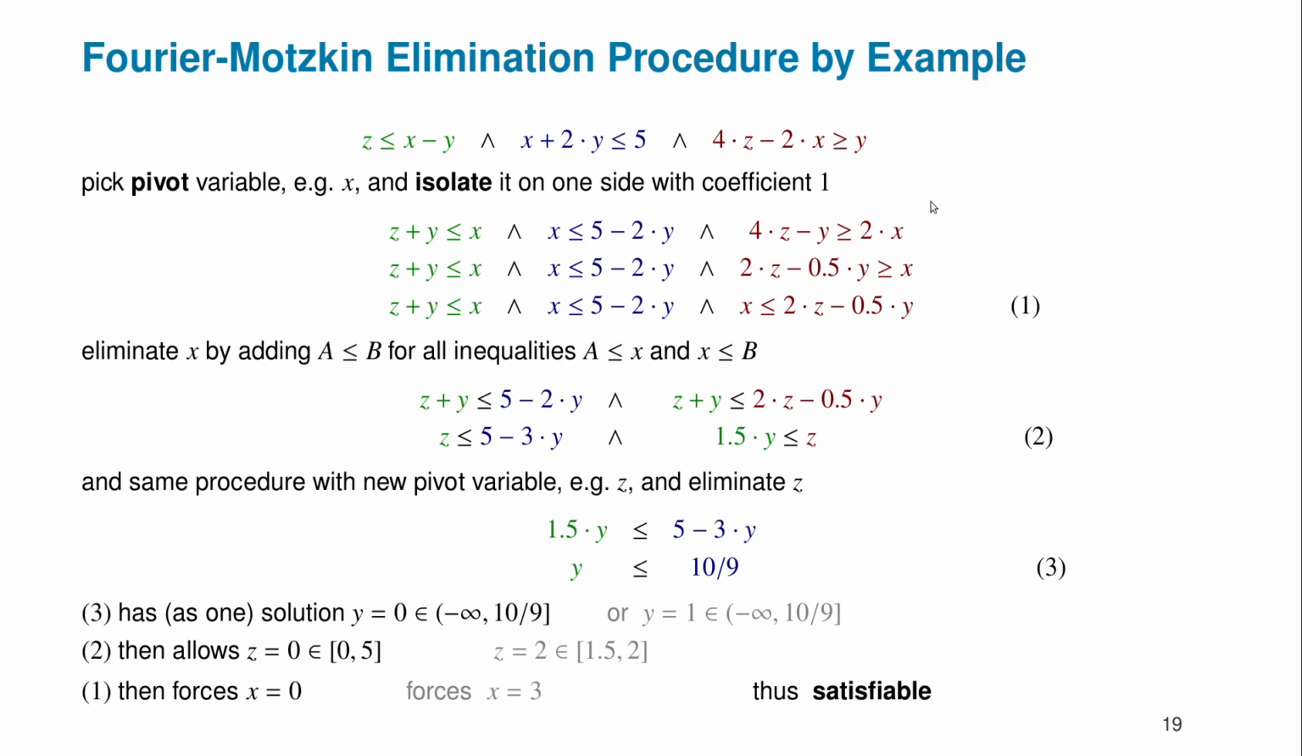So we have here this set of inequalities, and what we do first is we pick a pivot variable, say we pick x, and isolate it on one side such that we have it there with coefficient 1. So what do we have to do? We put here the y on the other side and get z plus y smaller or equal than x.